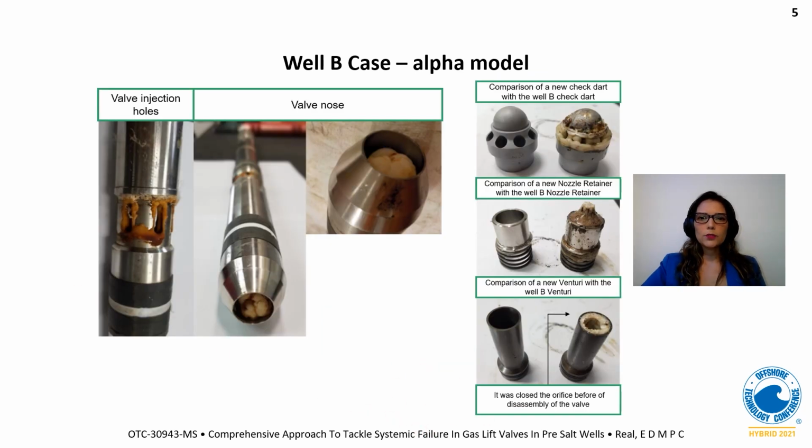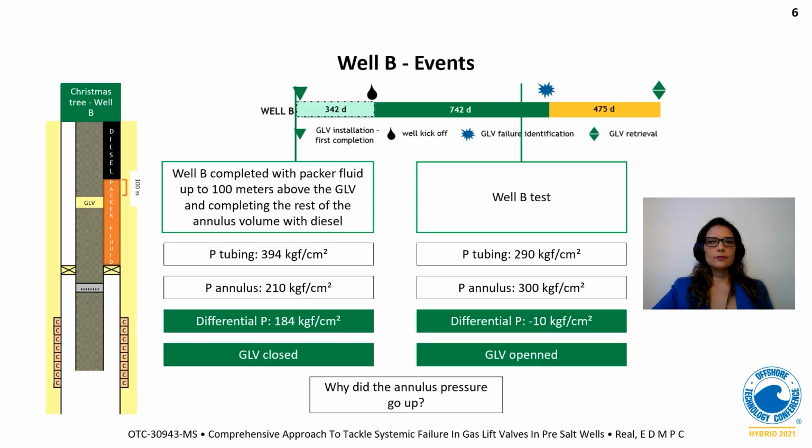The same residue was found in the valve injection holes, which have direct contact with annulus fluid, and the valve nose, which has direct contact with tubing fluid. Here you can see in detail the comparison of well B internal parts and the new valve parts. All dart holes are blocked, as are the nose retainer and the Venturi seat.